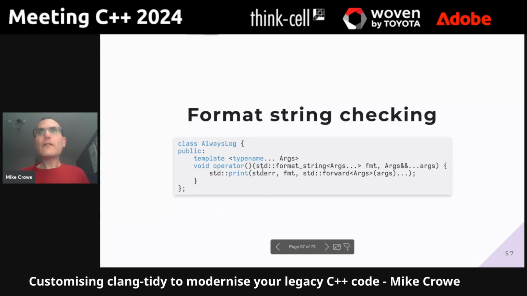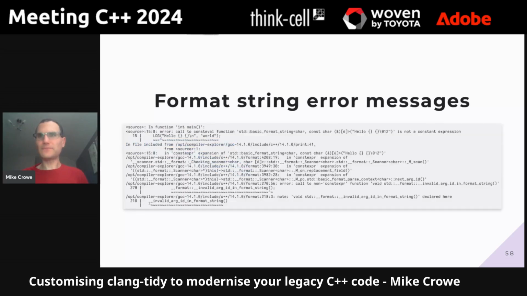So instead of it being a const char pointer, we pass it as a format string, which means the format string gets checked against the arguments. We haven't actually done this yet since we're still on C++17, but it will be one of the first things we do once we've upgraded our compiler. The error messages aren't great, but they are better than a runtime error.